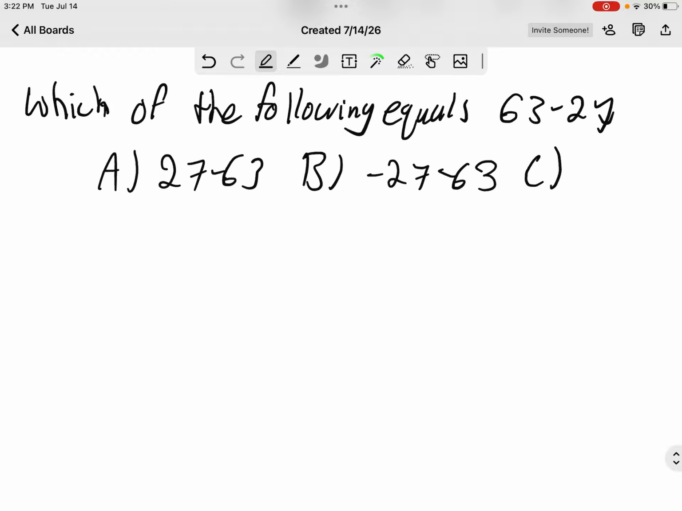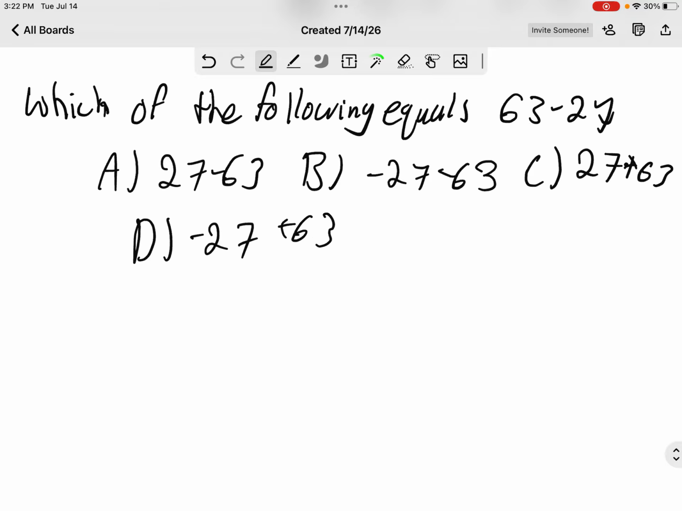C, 27 plus 63, and D, minus 27 plus 63. Okay, I'm only giving you this problem and one more problem. You better be happy. I would have given you 4 more problems, but I'm only giving you 2. So we just have to compute the following.